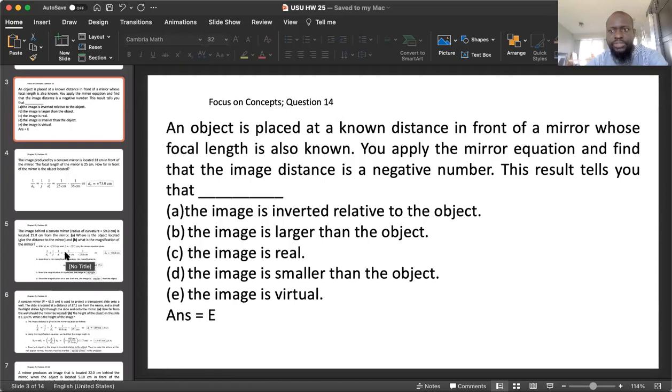It has nothing to do with the magnification. It could also tell you if the image is inverted, but that has to do with the magnification. So if your magnification is negative, that is what tells you the image is inverted or upright. But if just the distance is negative, it tells you the image is virtual.